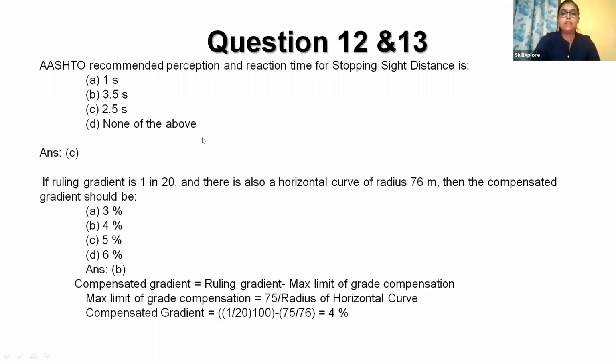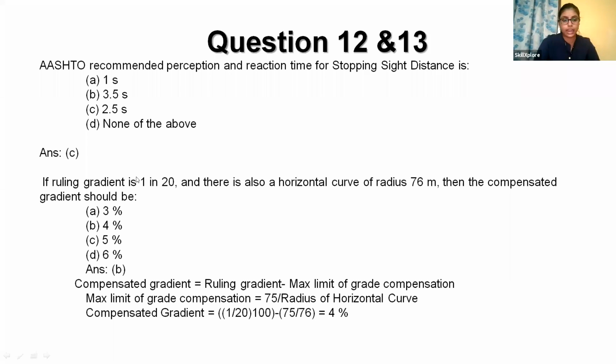Next is the AASHTO recommended perception and reaction time for stopping sight distance. While we have discussed the stopping sight distance problem itself, it was mentioned that if this reaction time is not provided, choose it as option C. Choose it as 2.5 seconds. So here it is actually option C, 2.5 seconds. So whenever, even in the problems, if they have not specified the reaction time, you have to choose it as 2.5 seconds. Okay, so here the right option is option C.